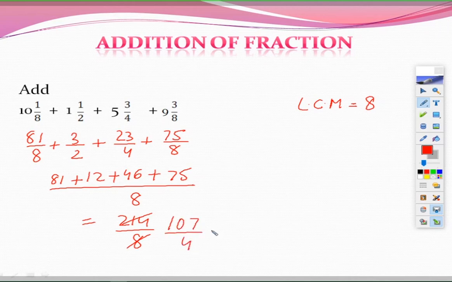Now this is an improper fraction. We have to change it into a mixed numeral. If I change it into a mixed numeral, it becomes 26 3 by 4.